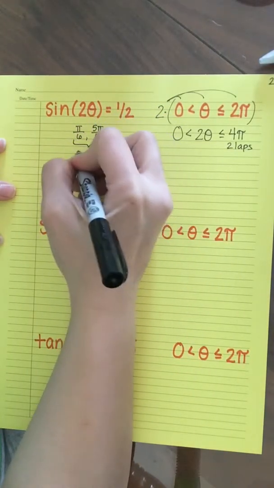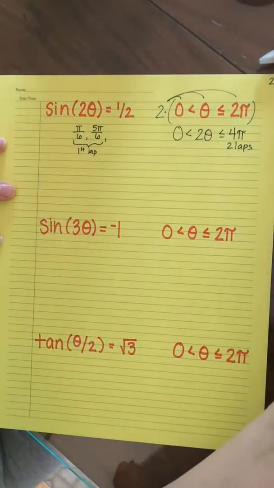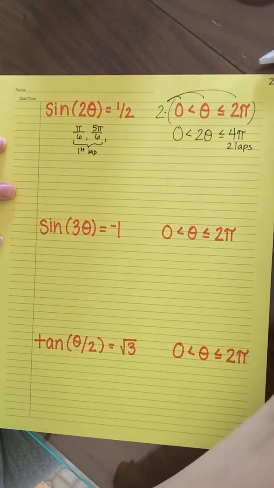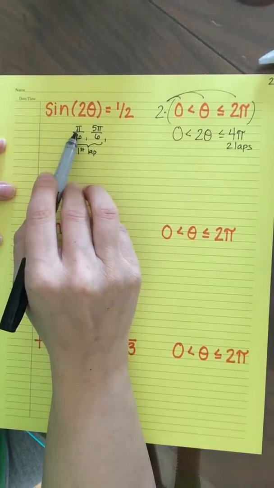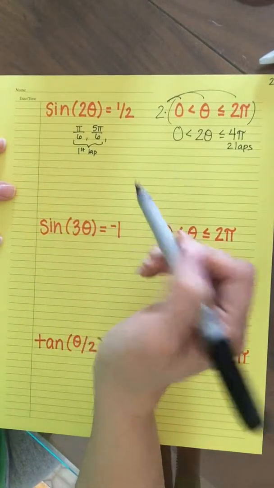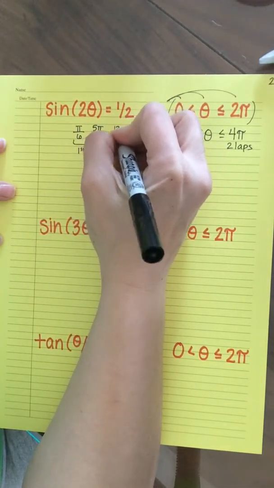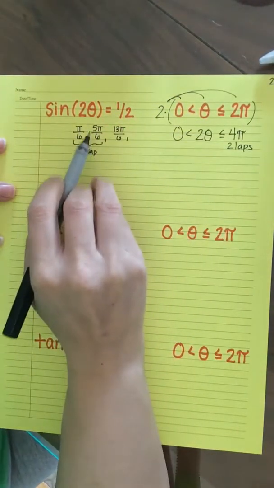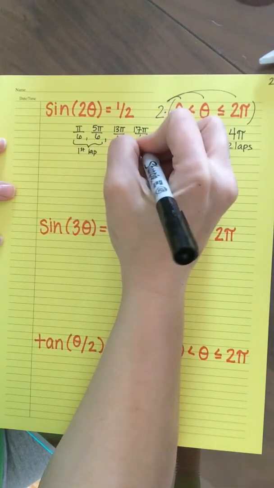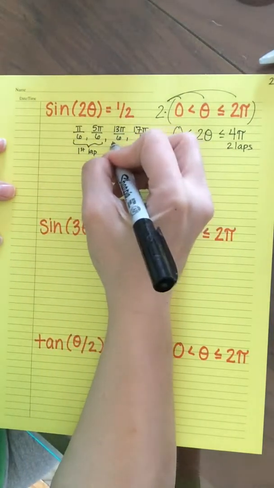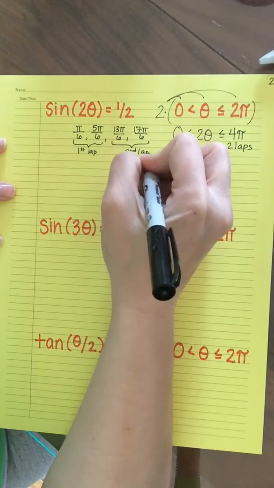Now, this is the first lap around the unit circle. We need to do another lap, and to do another lap, you simply add 2 pi. Since it's pi over 6, to add 2 pi, that's the same thing as adding 12 to the top, because 12 pi over 6 is the same thing as 2 pi. So if you take 1 pi plus 12 pi, you get 13 pi over 6. And if you take 5 pi plus 12, you get 17 pi over 6. So these are the 2 answers on the first lap around the unit circle, and these 2 are the answers you get on the second lap around the unit circle.